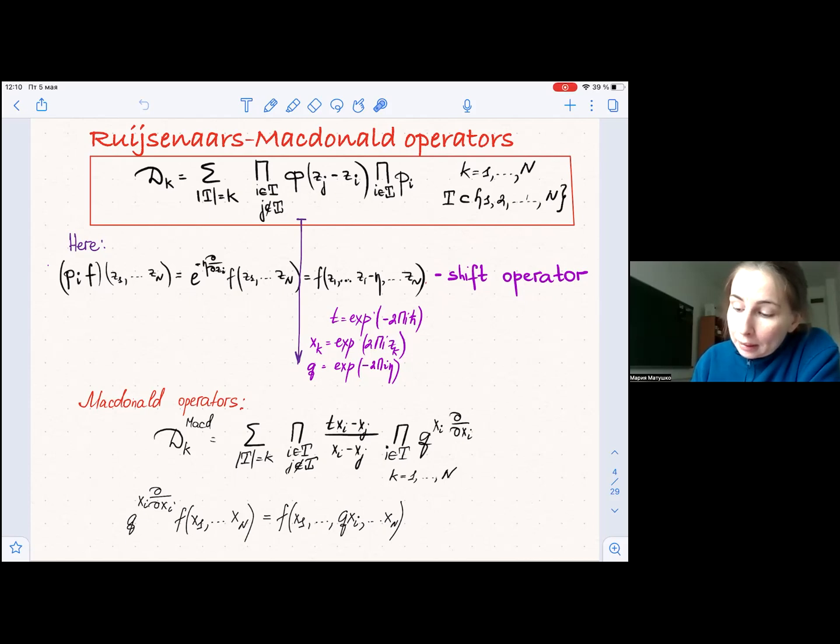So if you change the variables, if you use these multiplicative variables t, x, and q, you obtain these operators in Macdonald form. And this is the Macdonald, trigonometric form of these operators. And here we have not the additive but the multiplicative shift, which multiplies x_i by q when you act on a function of x's. So this is the definition of Ruijsenaars operators. And these operators commute in the elliptic case, and as well in the trigonometric and rational cases.